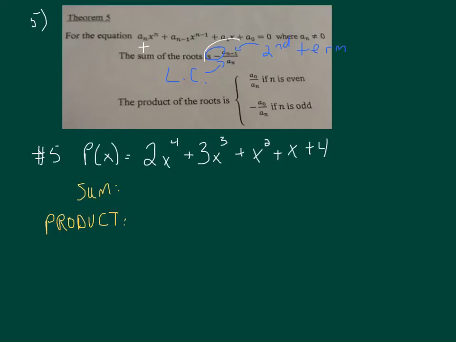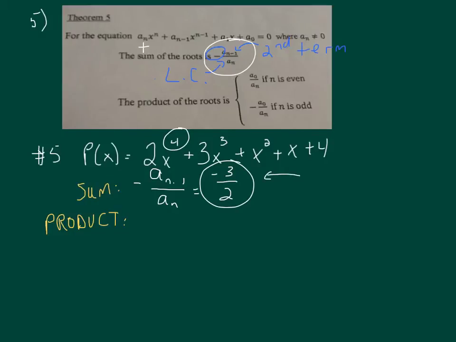Let's see here. I got a formula here. It's the negative of the second term divided by the leading coefficient. So the opposite of the second term, that'd be negative 3 over the leading coefficient 2, negative 1.5. That's the sum of the roots, whatever they are. Remember, there are 4 roots. They would add up to this number.